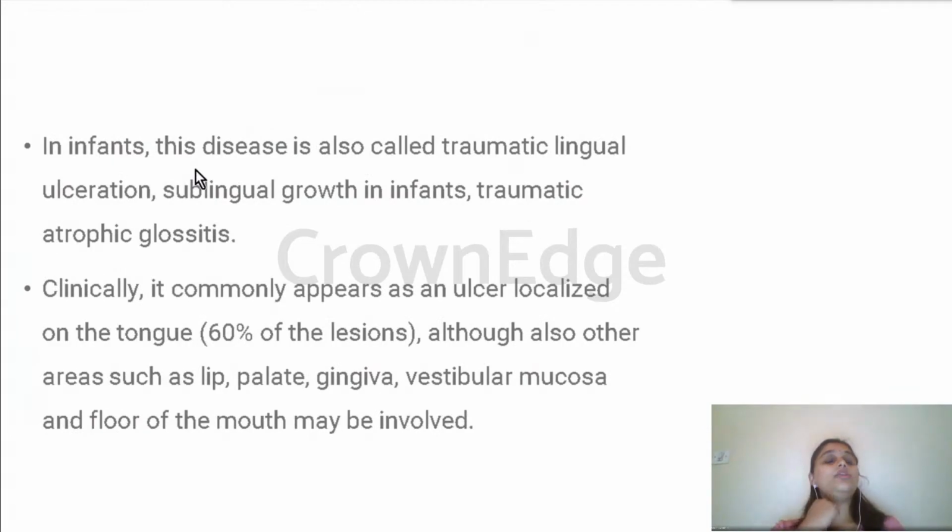So these are the other names of your Riga-Fede disease. Okay, and then clinically, it commonly appears as an ulcer localized on the tongue. Okay, and although it is seen in other areas such as lip, palate, gingiva, vestibular mucosa, and floor of the mouth. Rupsi Gupta, yeah. Okay, she says in the book it is being given as 1889.